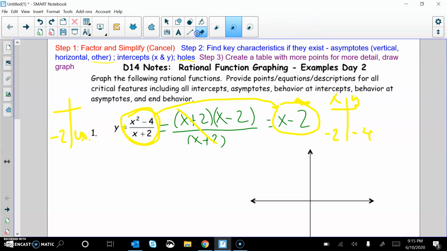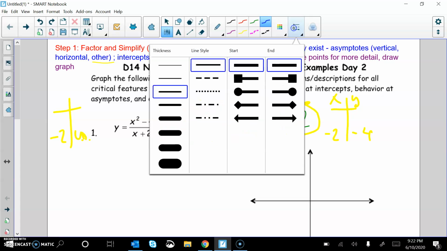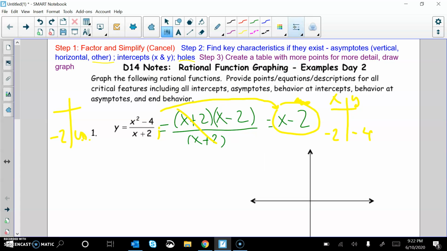So let me erase some of this. All right, so we've simplified it. Let me go in and show you why it's undefined. So we plug in negative 2 here. You're going to get 4 minus 4, so your numerator would be 0. Negative 2 plus 2, so you get 0 over 0, which is called an indeterminate form. We'll talk about more of that later. In pre-cal, you'll see some of that. But it's undefined in either case, so that's what happens there.